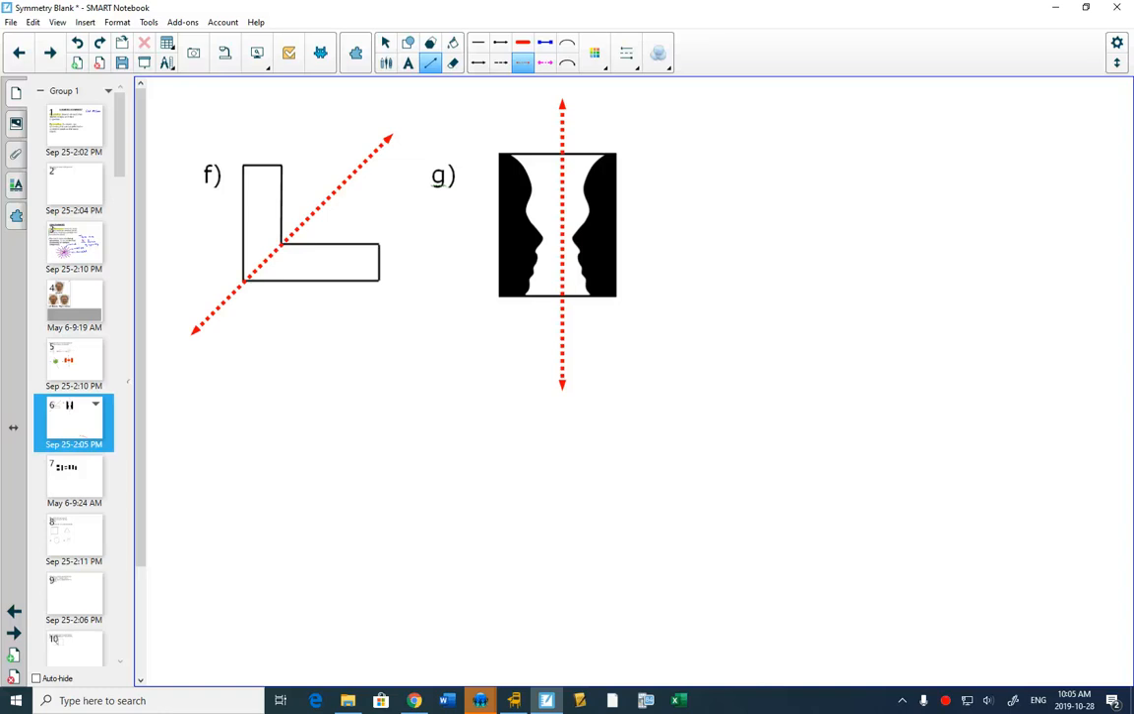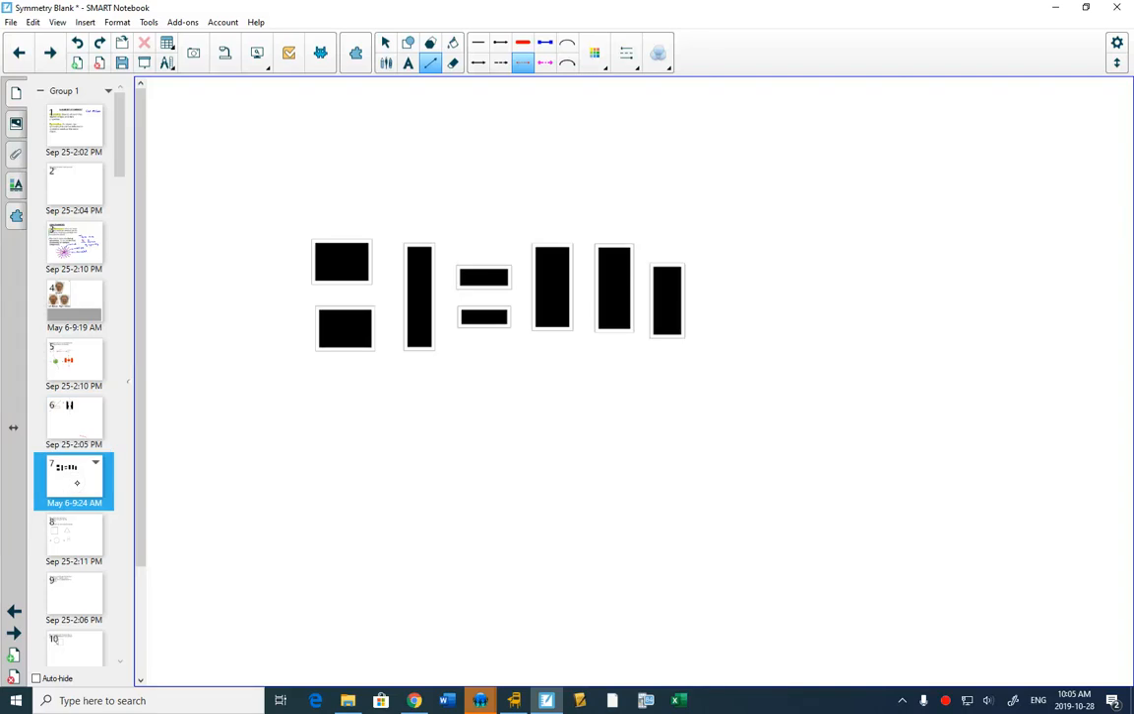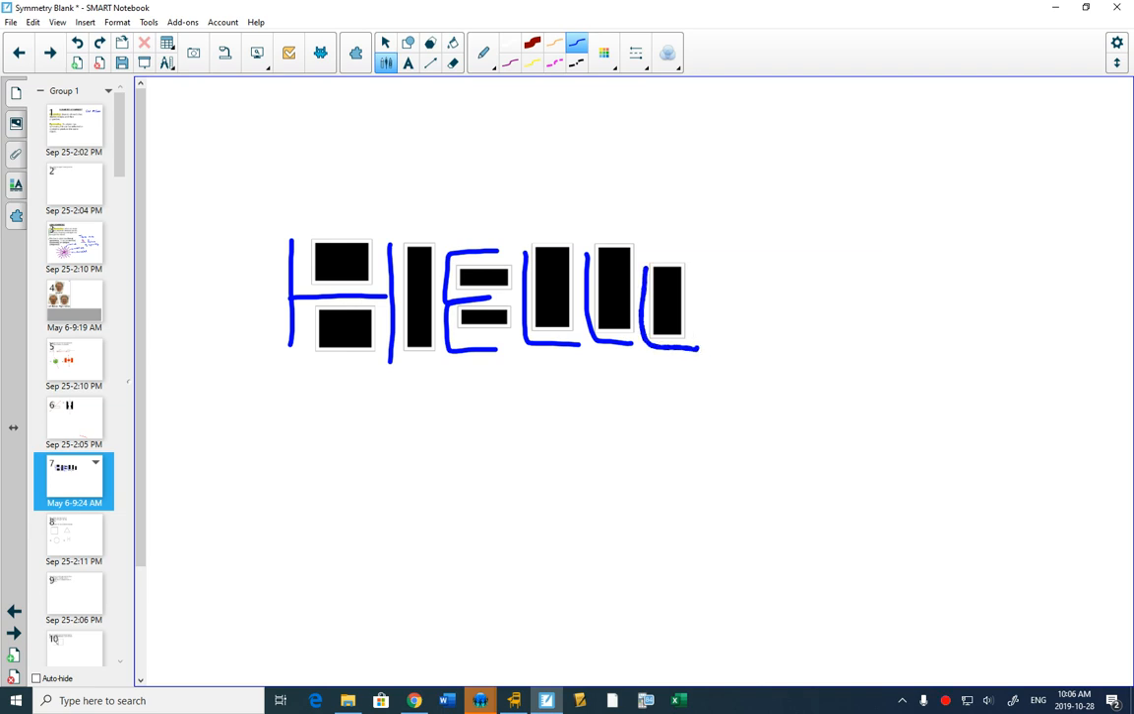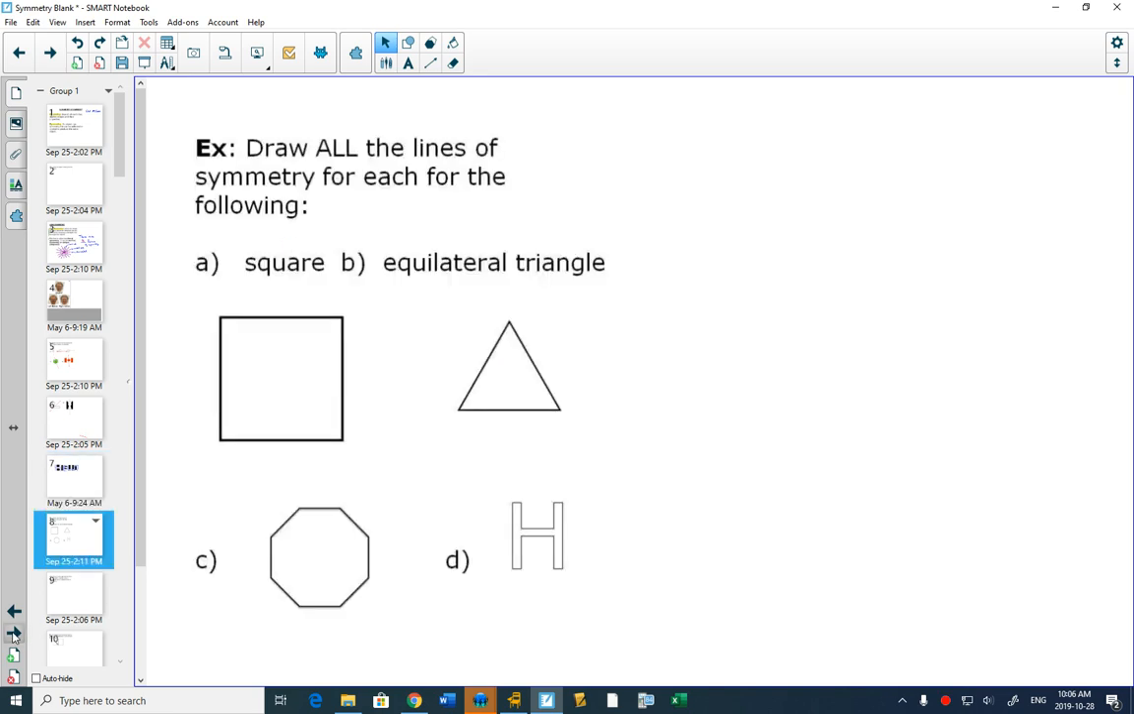All right, here's a puzzle for you. Can you figure this out? What does that say? If you look at just the white... Hello. I didn't know for sure, but with the H and the E, I kind of just guessed it. There you go. Draw all the lines of symmetry for these shapes.